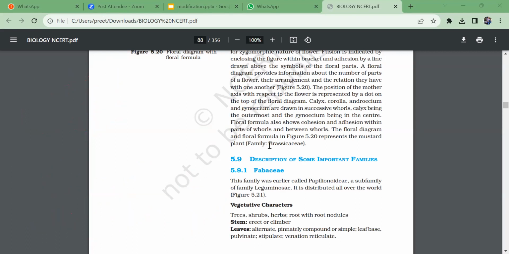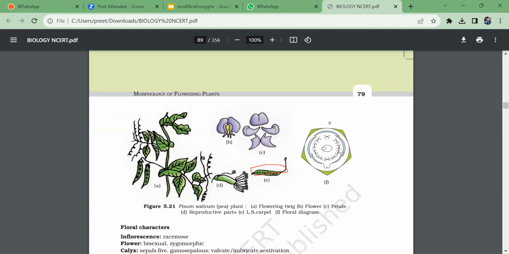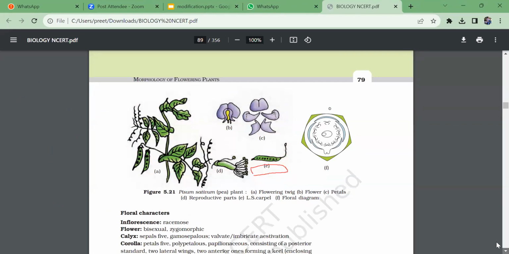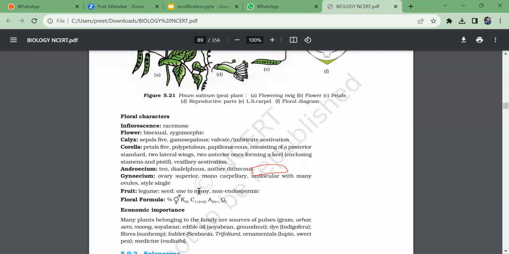Okay, so the first family you're going to study is Brassicaceae. The second family you're going to study is Fabaceae. This family. This is the floral diagram. Look, this is its floral diagram and this is its floral formula.